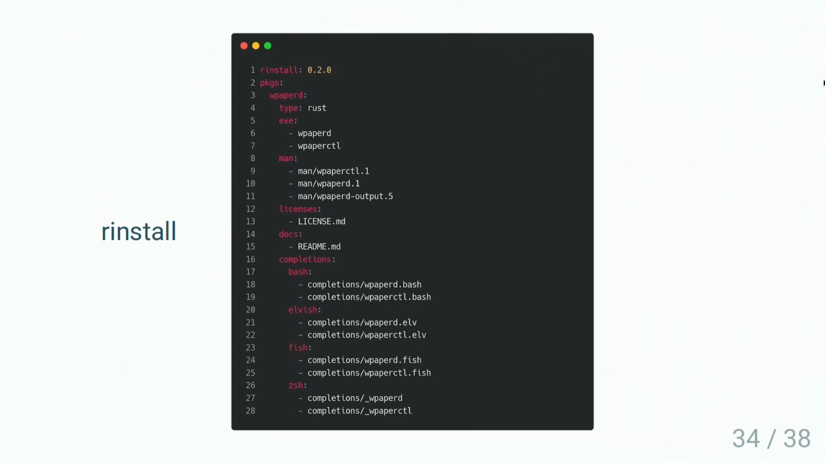This is one of the approaches that I saw as very viable. This is Restyle. It's a project that I was writing, and it defines a YAML declarative file where you list all the files that you need to install. You can say, for example, this is wpepperd, another program in Rust, and this is the binary that this program has. These are the man pages. These are documentation. These are the completions.